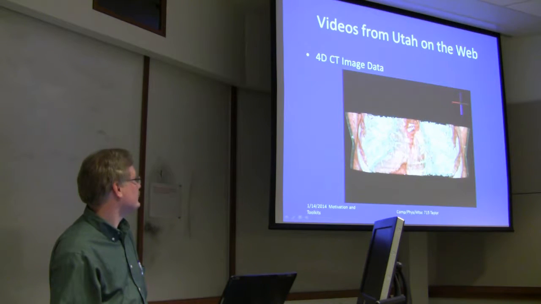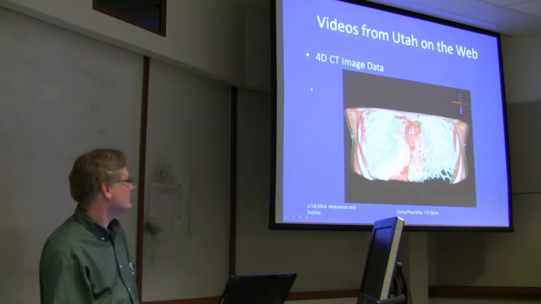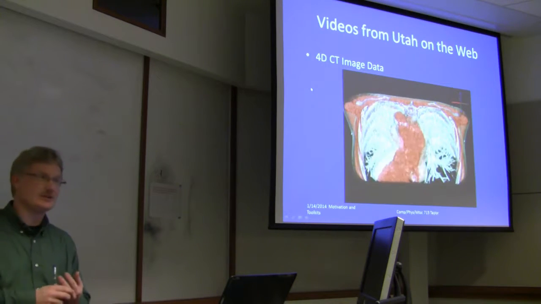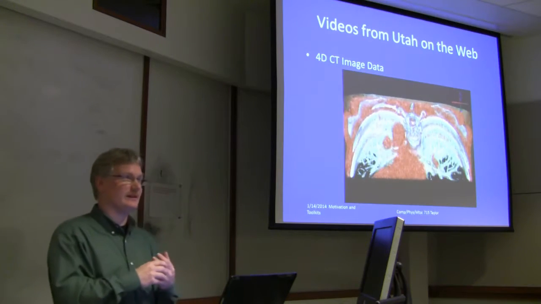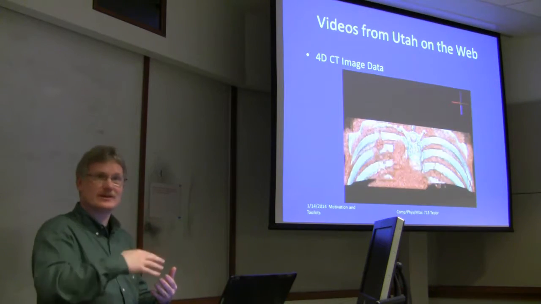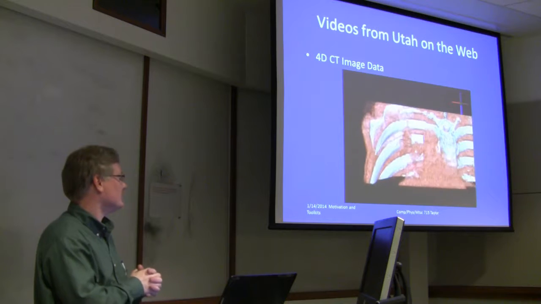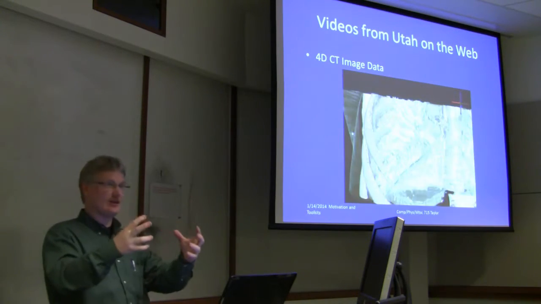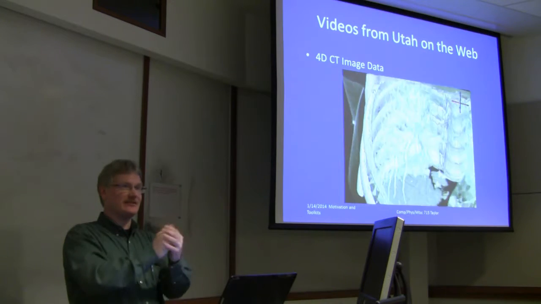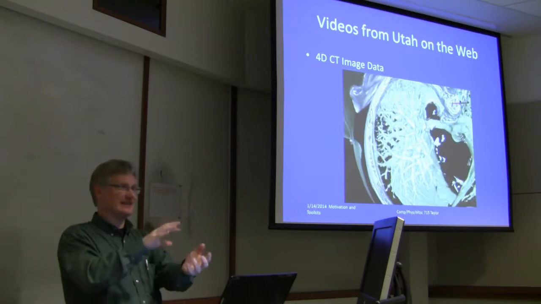And then 4D CT image data. So this is computed tomography data that is time-varying data. This is a person's heartbeat and breathing. They're taking the slices very quickly and then replaying them. And of course, the thing we're going to find out in the volume visualization lecture is 3D is hard because the stuff in front hides the stuff behind. And if it doesn't, then you can't see the stuff in front.